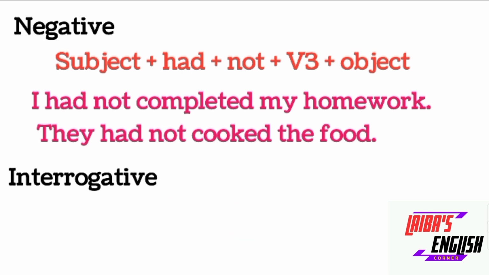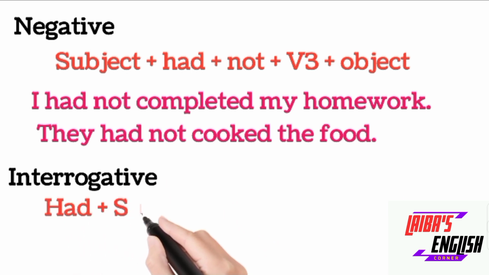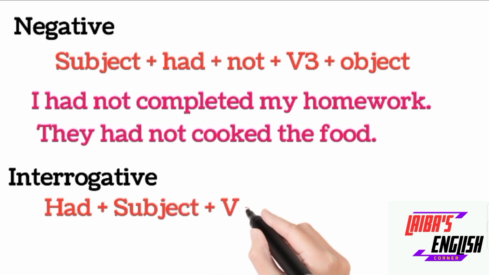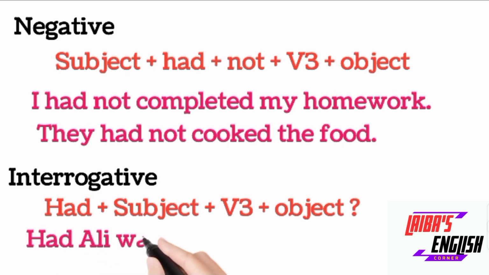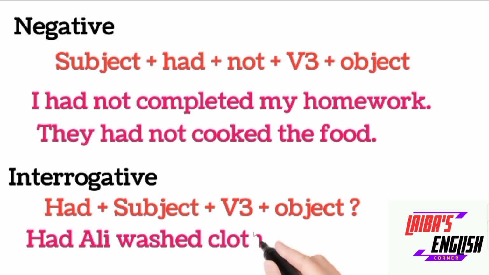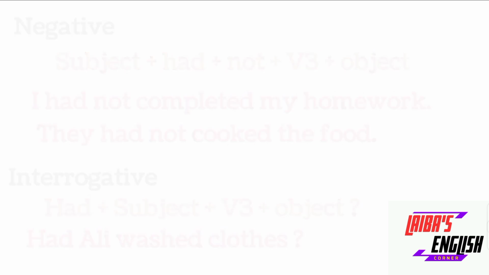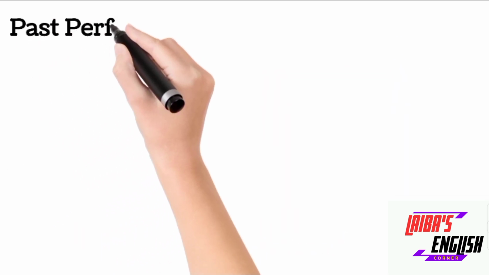Next is interrogative. In interrogative, we have to put the helping verb in the start, which is had plus subject plus verb third form plus an object. At the end, question mark is very important to make it a question. Had Ali washed clothes? Question mark. So this is the interrogative sentence of past perfect.